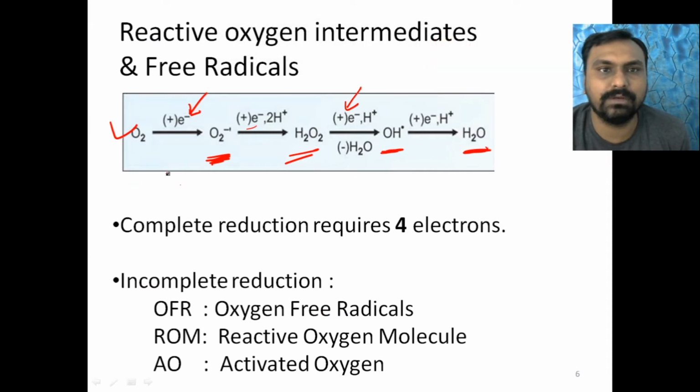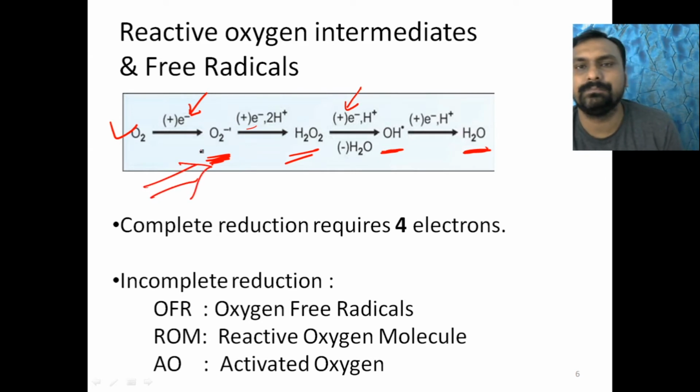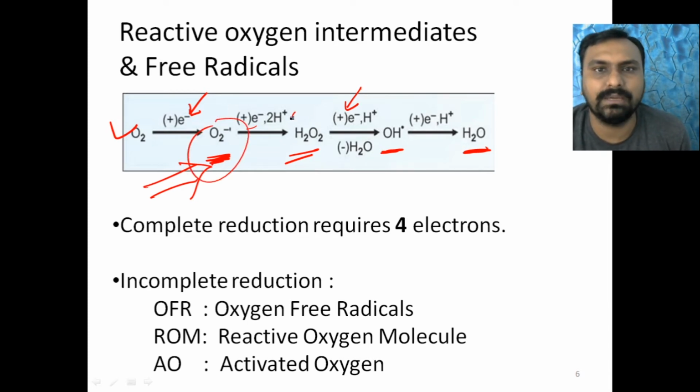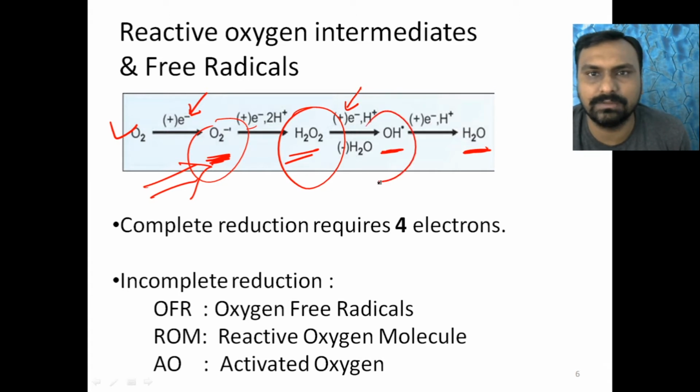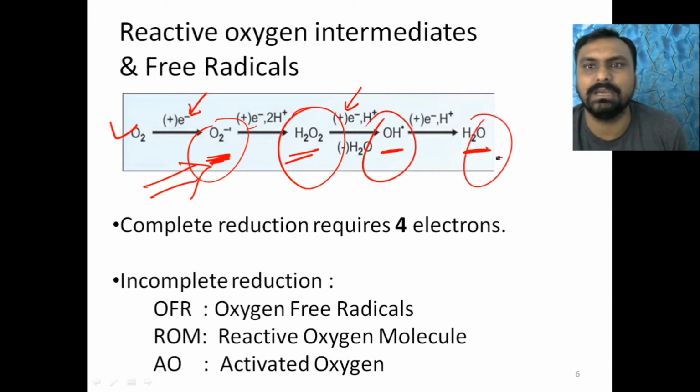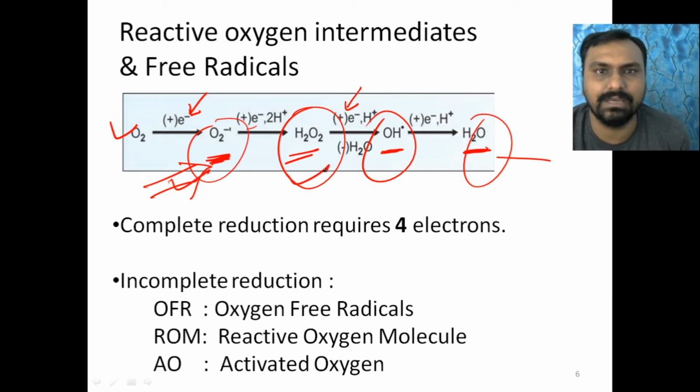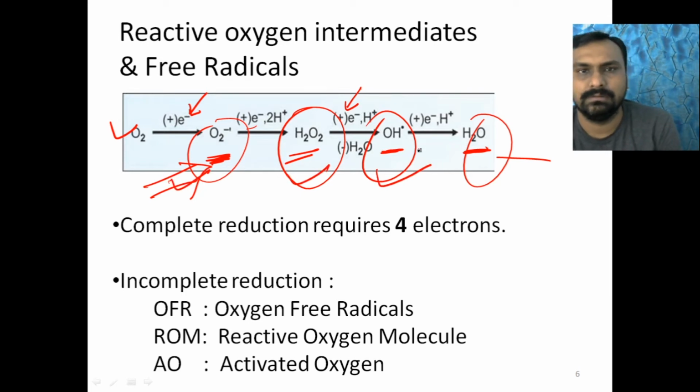This is a very important step, and it can be asked in your MCQ: if oxygen gets one electron, what does it form? When it gets two electrons, it forms H2O2; three electrons, hydroxyl ion; and four electrons, it is completely reduced to water. But if it gets partial reduction, like one, two, or three electrons, subsequently reactive oxygen species are formed.